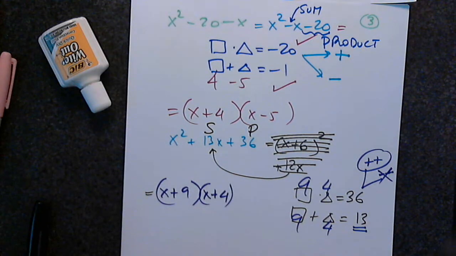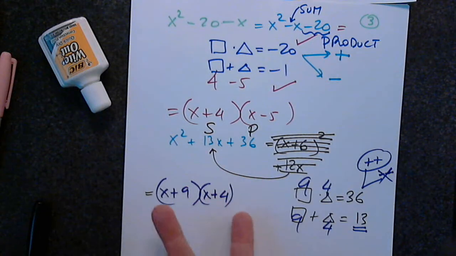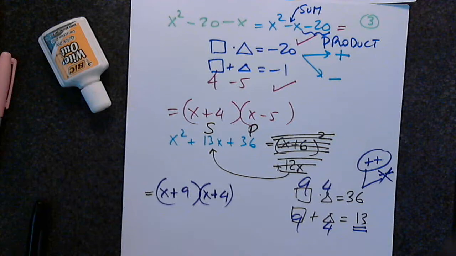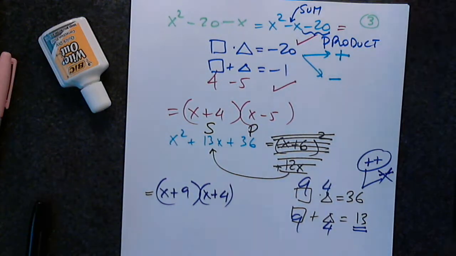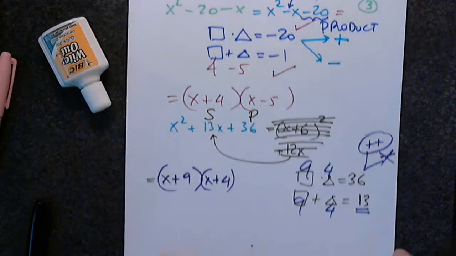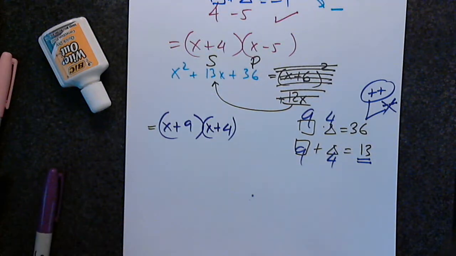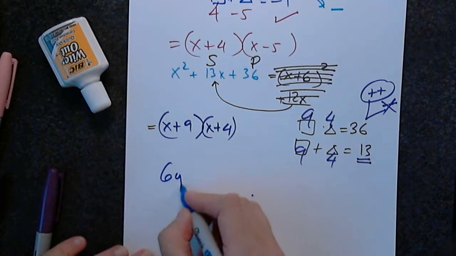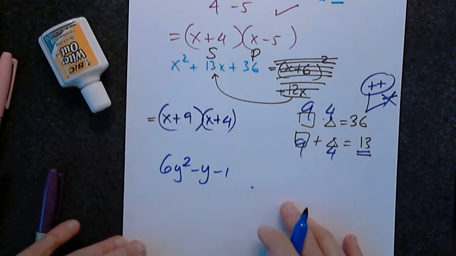Excellent. So it doesn't matter. The order is not important. If you write x plus 4 times x plus 9, it's still the same thing. Okay, last possibility, which is, of course, the most difficult one. Cumbersome, I wouldn't say difficult. Okay, so let's start with 6y squared minus y minus 1.